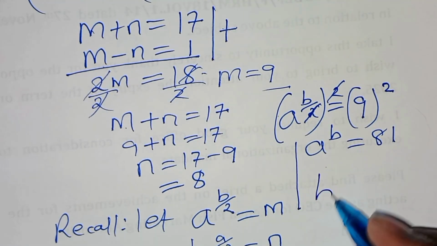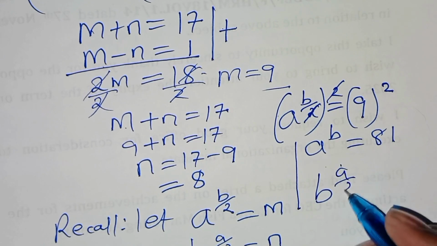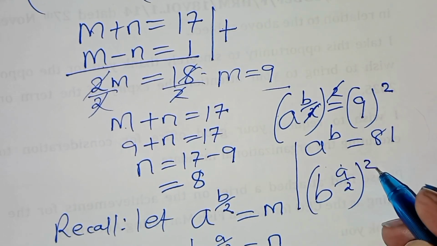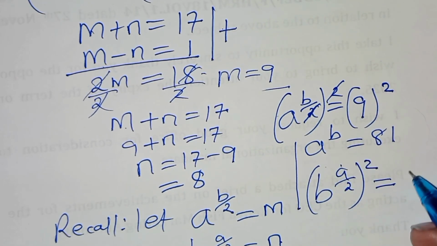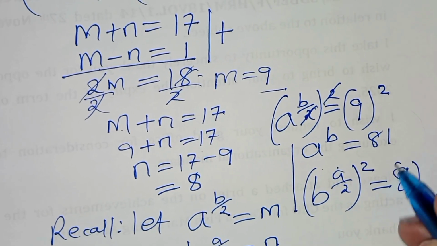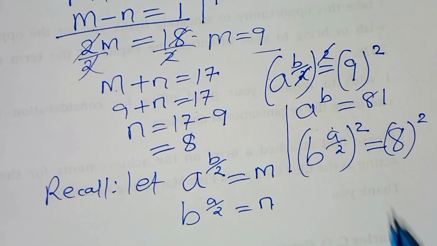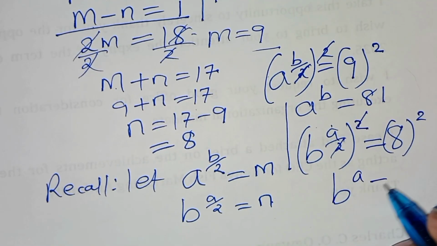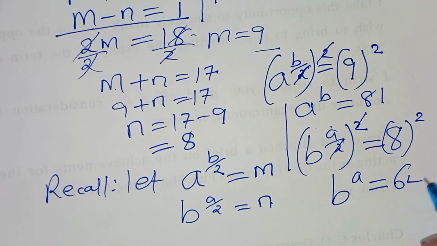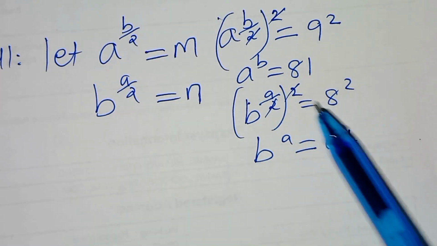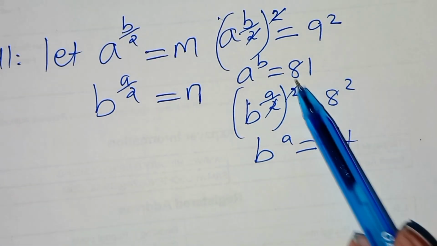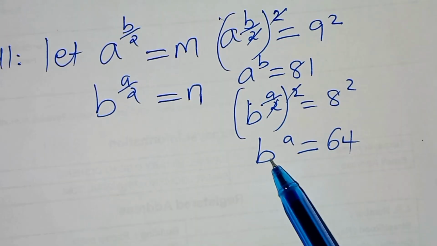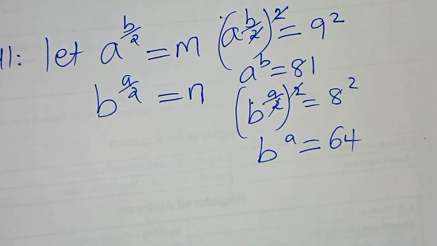And then we have b to power a over 2. Now let's square this. This is equal to n, which is equal to 8. So squaring both sides here, 2 and 2 simplify so that b to power a is equal to 8 squared, which is equal to 64. So now we have that a to power b is equal to 81, and we have that b to power a is equal to 64.